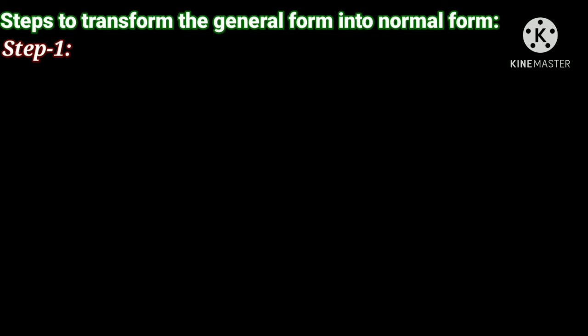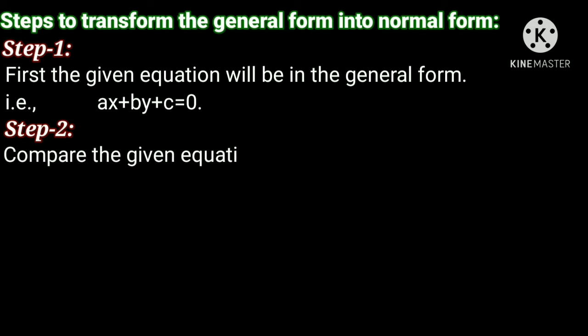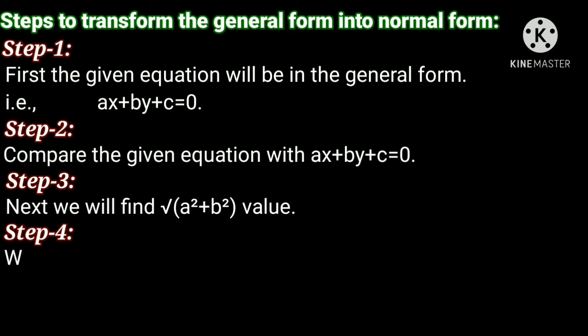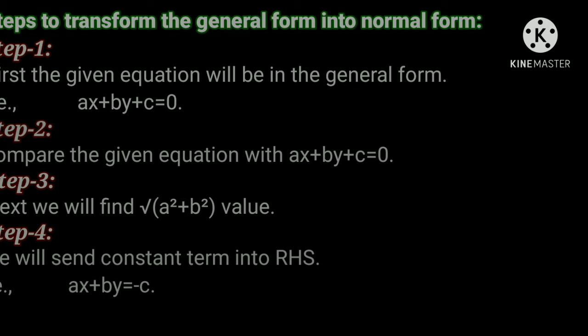Step 1. First, the given equation will be in the general form, that is ax plus by plus c equal to 0. Step 2. Compare the given equation with ax plus by plus c equal to 0. Step 3. Next, we will find the square root of a square plus b square value. Step 4. In the next step, we will send the constant term to the right hand side of the equation, that is ax plus by equal to minus c.